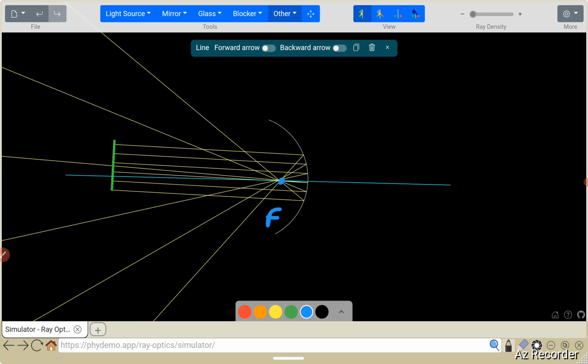Understood? Now you know this is the focus. Correct. Now let me take the ruler and we will measure the distance from the pole. This is the pole, right? We need the center of curvature somewhere. So from pole to focus, what is the distance? This is the perpendicular distance. If you measure the distance, you will get the focal length. Okay. Now let me see.